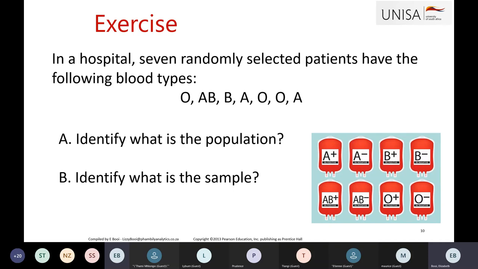In a hospital, 7 randomly selected patients have the blood types O, A, B, B, A, O, O, and A. What is your population of study and what is your sample? You can type in the chat.